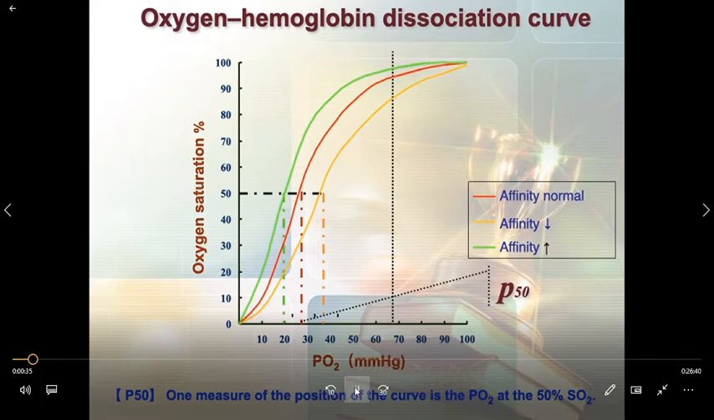Today we're going to continue with the same topic, hypoxia. And after introducing the basic concept and some of the parameters, here is a very important curve you need to understand. It is called the oxygen-hemoglobin dissociation curve.